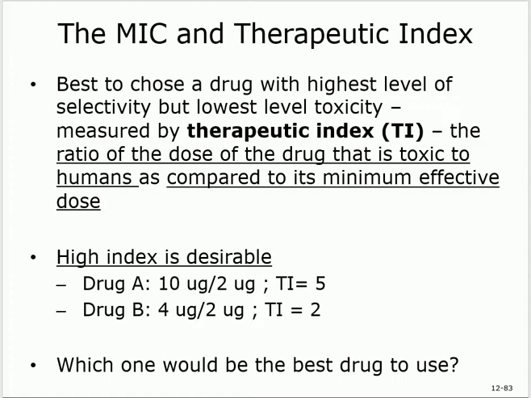Meaning, just think about it this way. If I give you a medication that the minimum effective dose is 2, and it's toxic at 4, is that good? If any mistake happened, it's toxic. This is bad, right? But if I give you 2 is effective and 10 is toxic, this is a better medication, right? Because if I give you 4 for some reason, it's not going to be toxic, right? Even if I give you 6. So the bigger the index, the better the medication is. Is that clear?